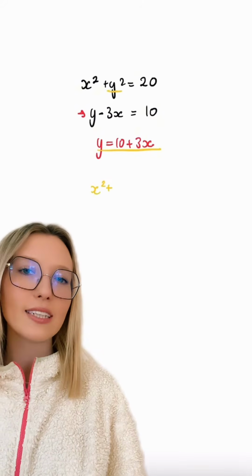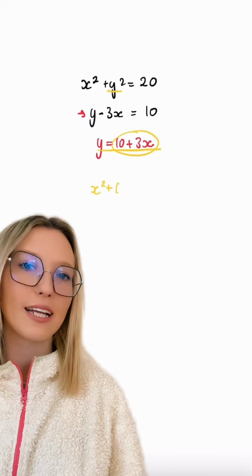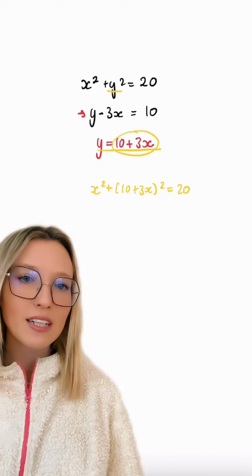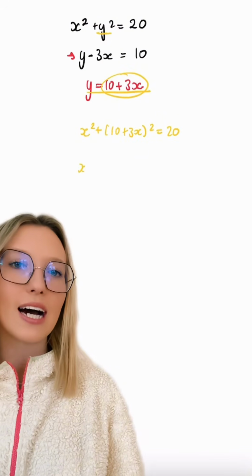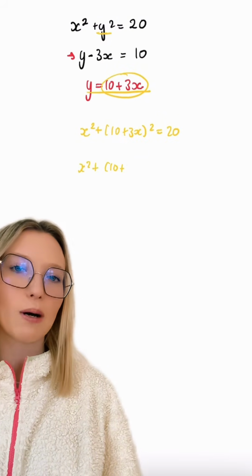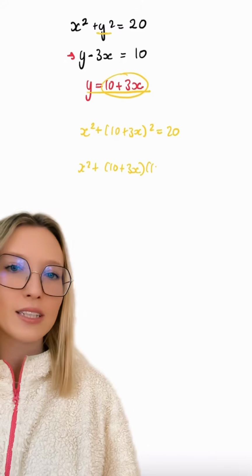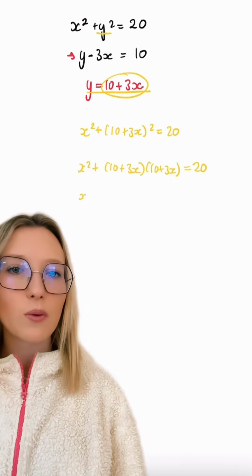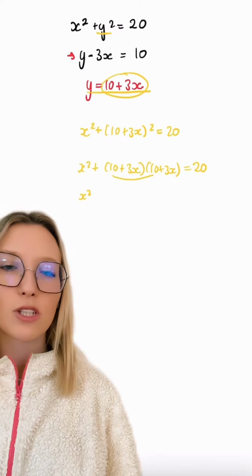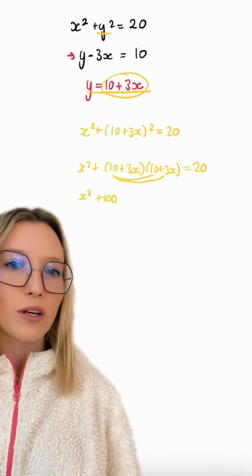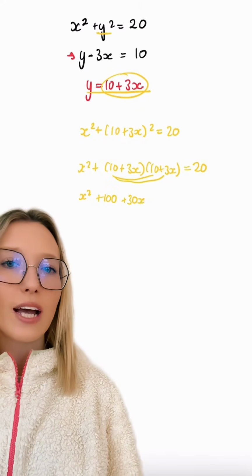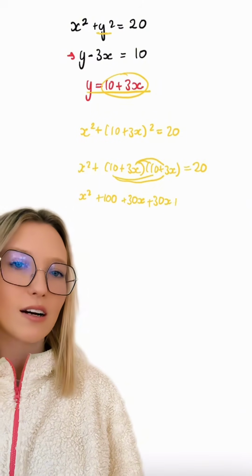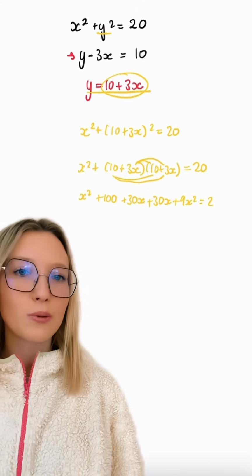So we get x squared add y squared, which is going to be our (10 plus 3x) squared, equaling 20. If we expand out that square, then we've got x squared add (10 plus 3x) times by (10 plus 3x) equaling 20. And if we expand out those double brackets, then we're going to have x squared, we've got 10 times by 10, which is 100, 10 times by 3x, which is 30x, 3x times by 10, which is 30x, and 3x times by 3x, which is 9x squared, equals 20.